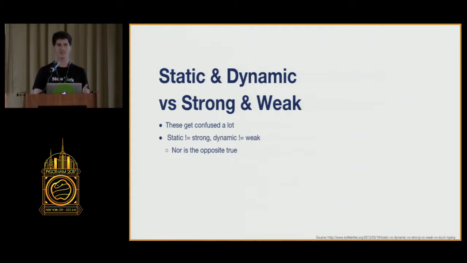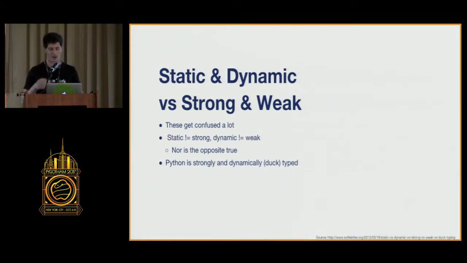Static typing does not mean that you are a strongly typed language, and dynamically typed languages are not necessarily weak. In fact, Python is a strongly and dynamically typed language. A lot of people call Python a weakly typed language because it doesn't have int in front of the terms, but it actually is strongly typed. And it uses a flavor of dynamic typing called duck typing, which says, if you have an object x, and x has a method y on it, Python doesn't really care what the type of x is. As long as it can call y, you can call y on it.